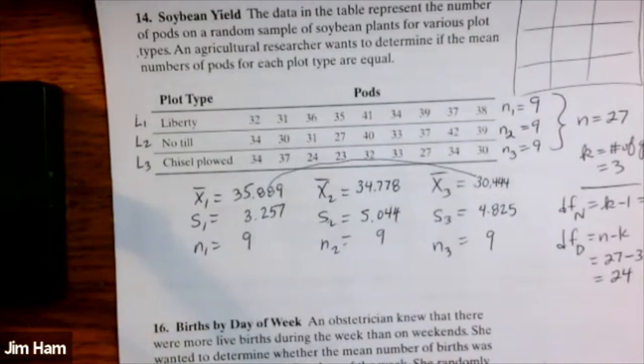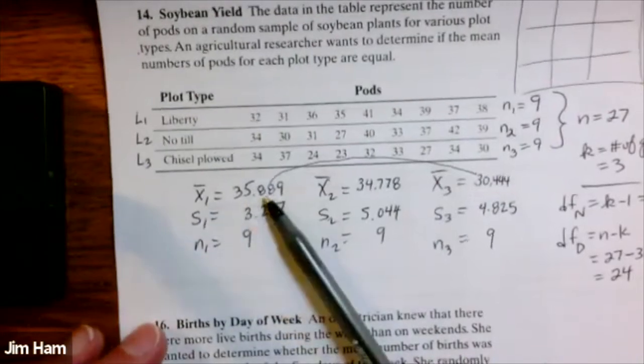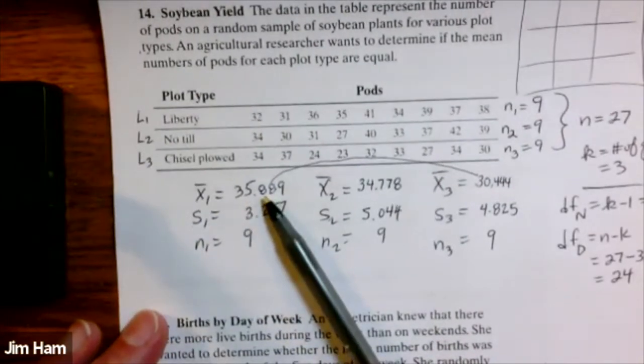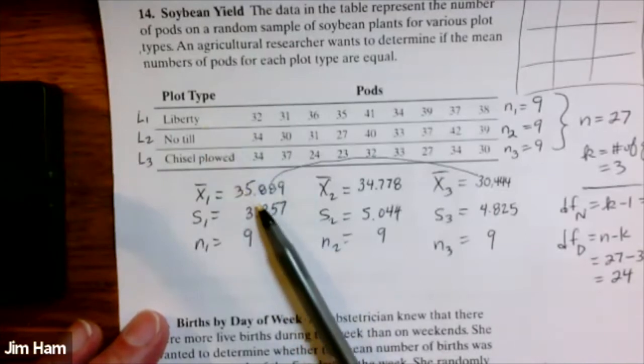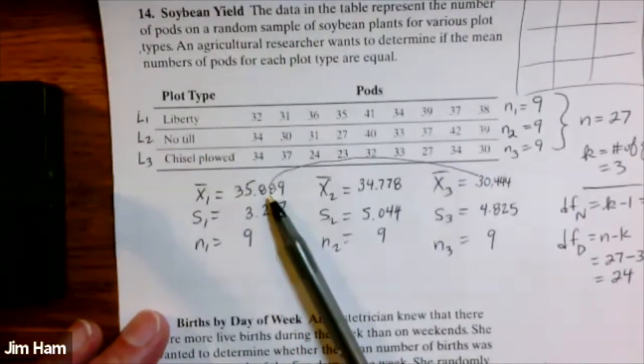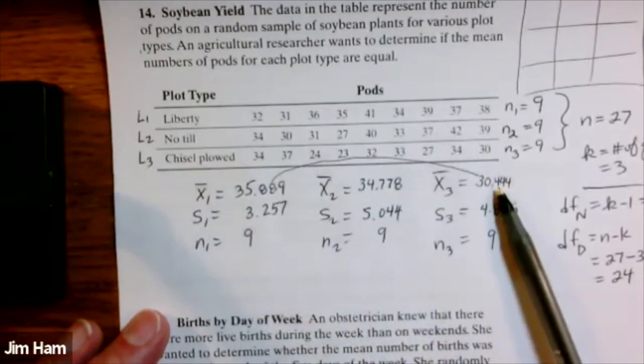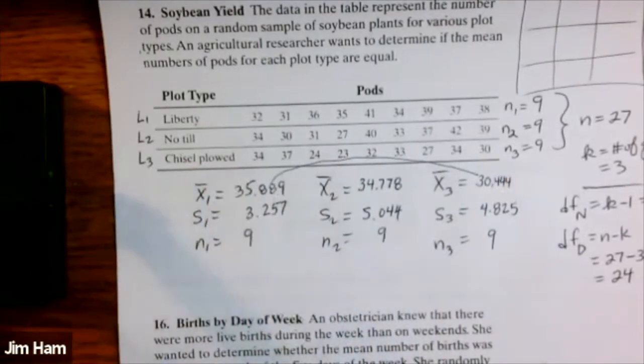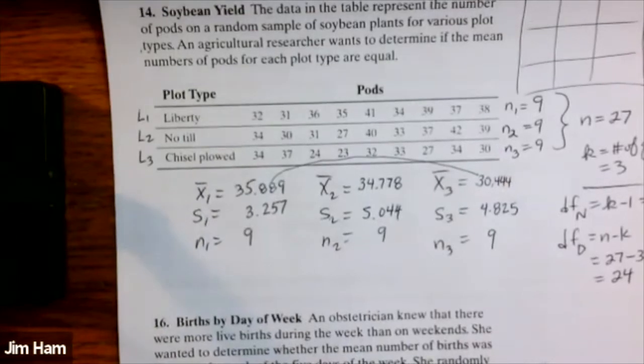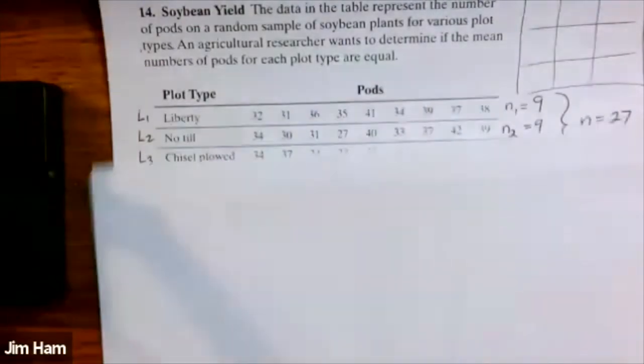So later on, if you do find a statistically significant difference in these groups, you're going to go on to say that it appears that the average number of pods using the Liberty method is going to be larger than the average number of pods in the chisel plowed plots. Okay, so that's the upfront stuff. Now let's go ahead and go through the 5 steps.